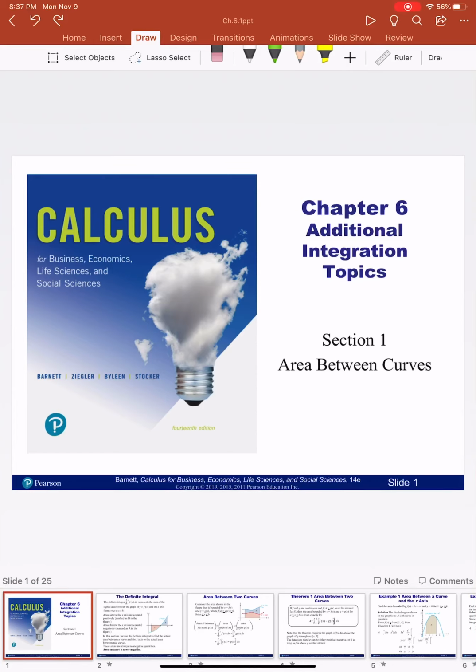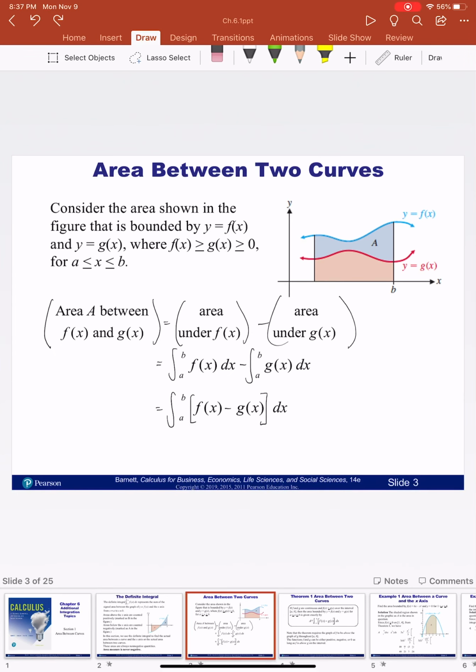In this video, we are going to go over chapter 6.1, and the topic of 6.1 is area between curves. It is very similar to what we did towards the end of chapter 5. We are still going to find the area under a curve. Instead of one, now we are going to look at two curves. So here's the general idea.